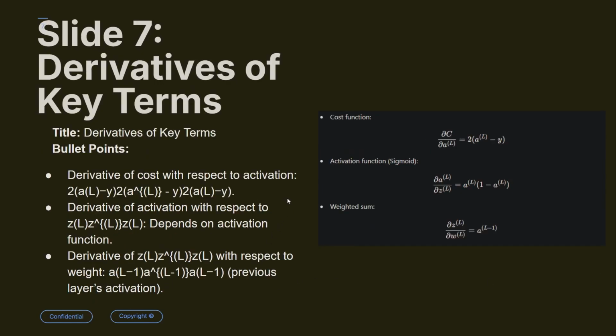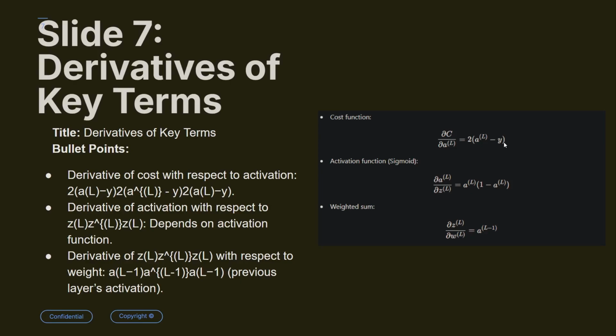Now we're going to be looking at derivatives of key terms. The derivative of the cost function C with respect to A^L is given by this formula. This shows that if the predicted output is far from the target Y, small changes in weights will have a significant impact on the cost.